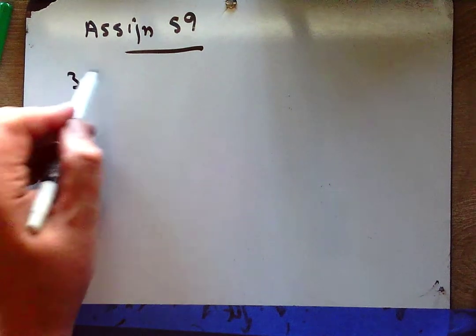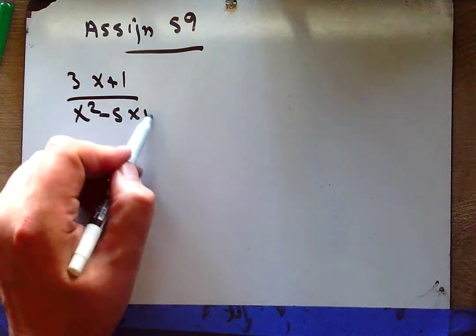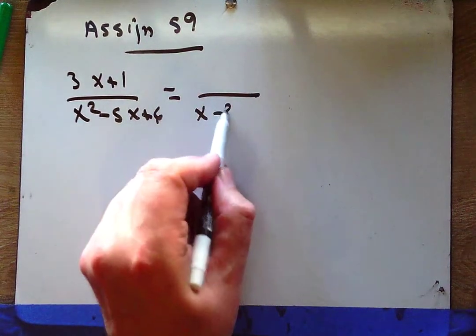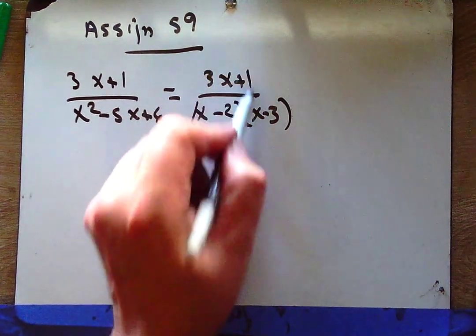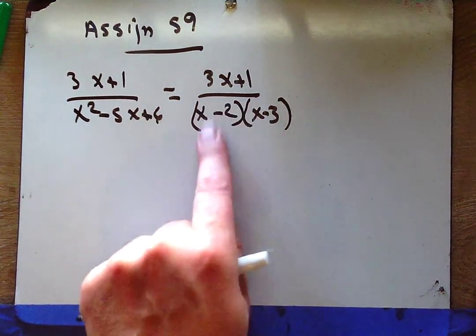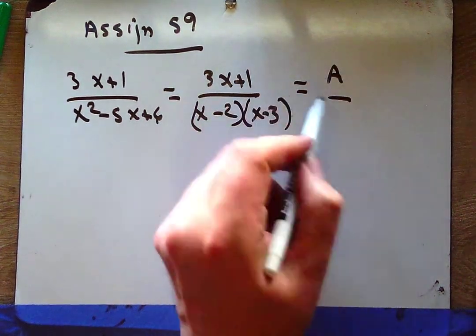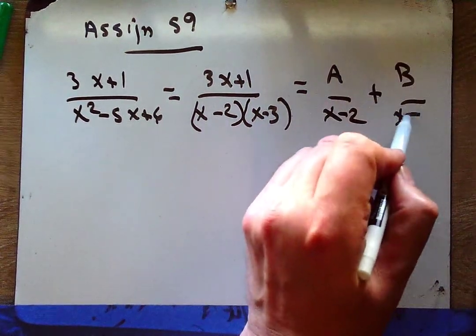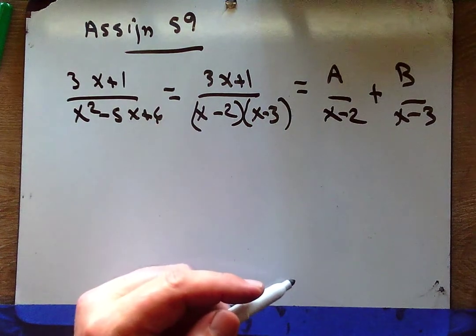Okay? All right, so first one, 3x plus 1 over x squared minus 5x plus 6. Well, when I factor that denominator, x minus 2, x minus 3, I see these aren't the same, and so I know I'm talking about case 1. And I put an A over one of them and a B over the other. Okay? Case 1, non-repeated linear factors.